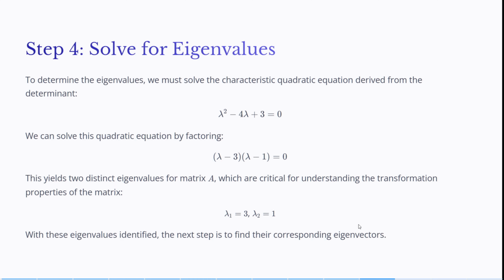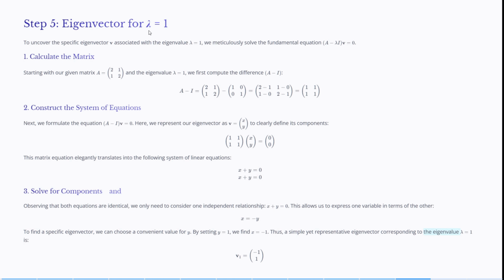Now let's calculate the eigenvectors, starting with the eigenvalue 1. To find the eigenvector, we need to solve this equation. We'll plug in the value of the eigenvalue, and we already have the value of the matrix A. If we solve this equation, we get this relationship: x will be equal to minus y.